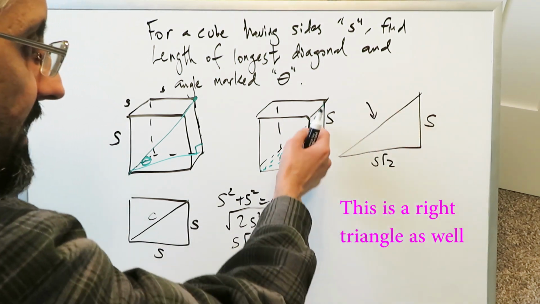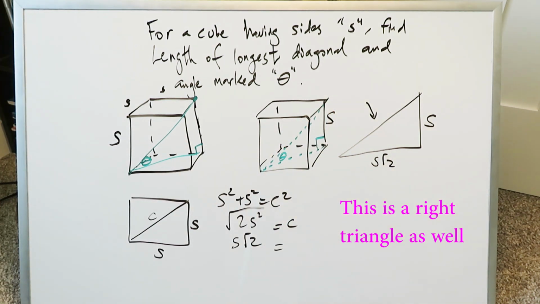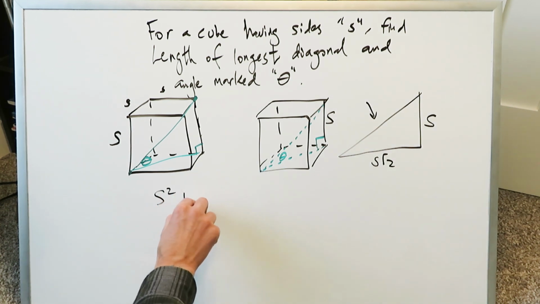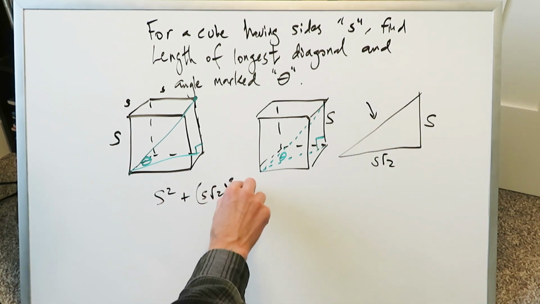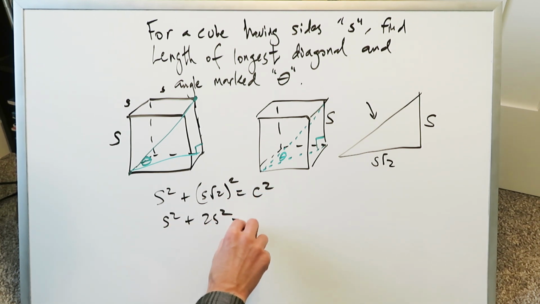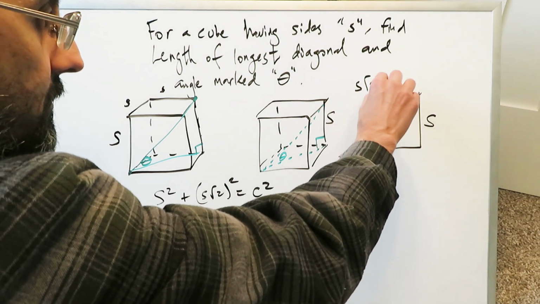Now this is all that remains to be determined from one corner of your cube to the other, and that's all we have to determine, and it shouldn't be hard. Use the Pythagorean formula again. S squared plus (S root 2) squared is equal to C squared. You have S squared plus 2S squared is equal to C squared, and then C squared is equal to 3S squared, and then C is equal to S root 3, and that right here would be S root 3.